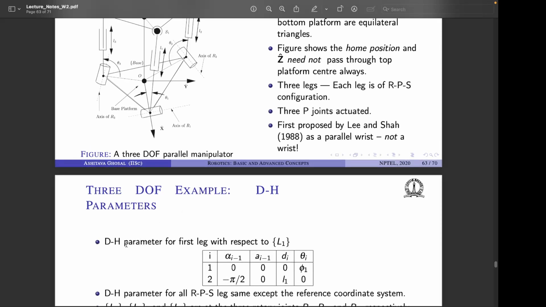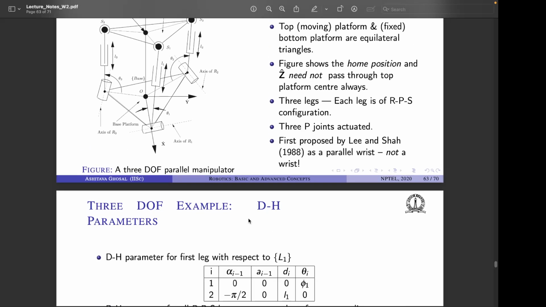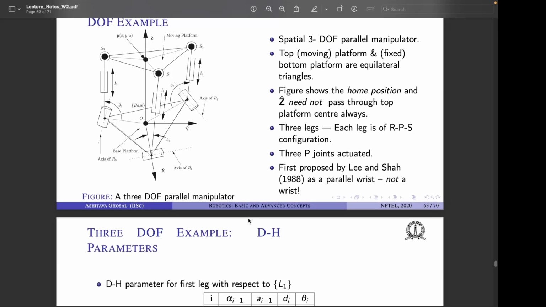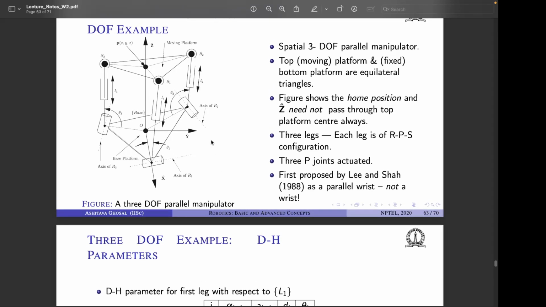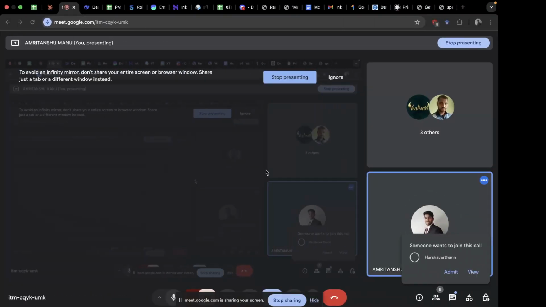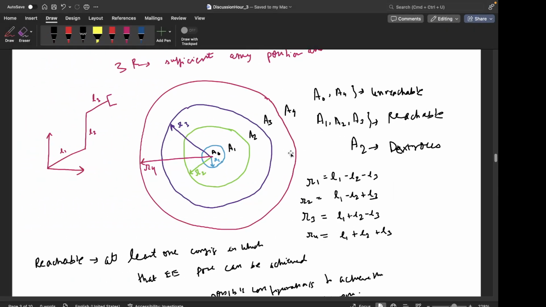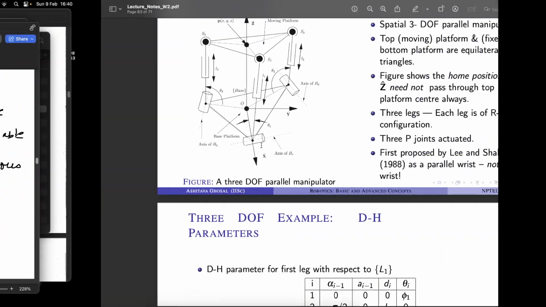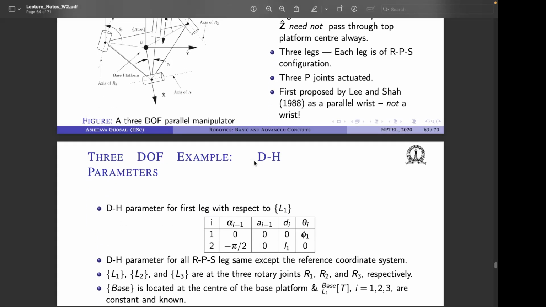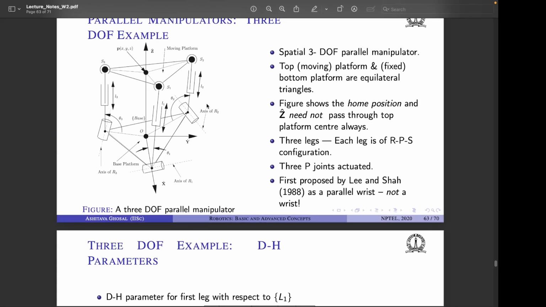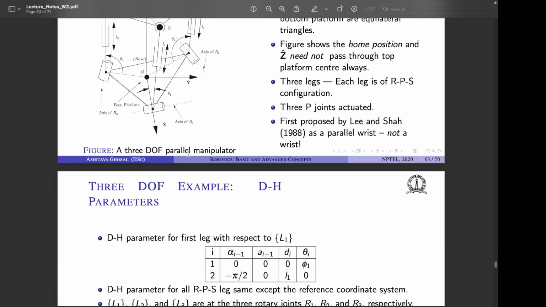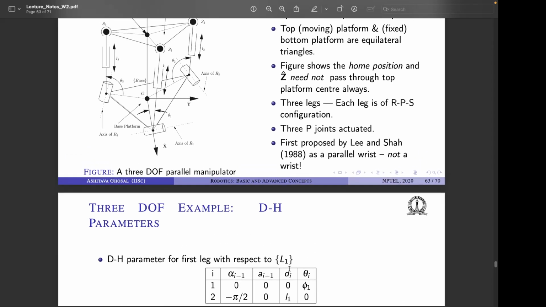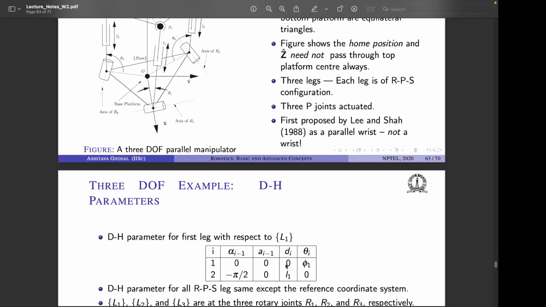So it says DH parameter of the first leg with respect to L1. Right. So, okay. So L1 is this link. Okay, this is a prismatic link, that is L1. All right, that comes in the joint variable of the second row. Okay, that is fine. That's the easy part.